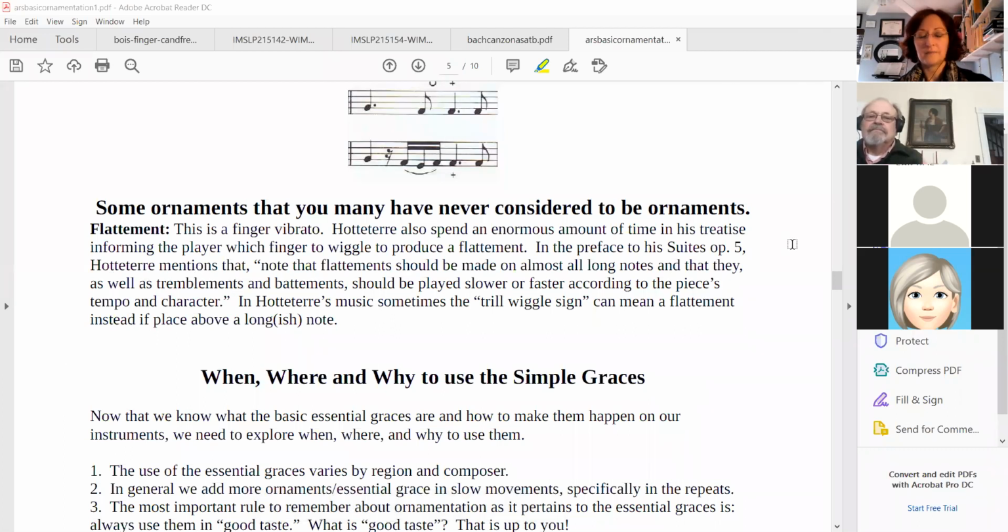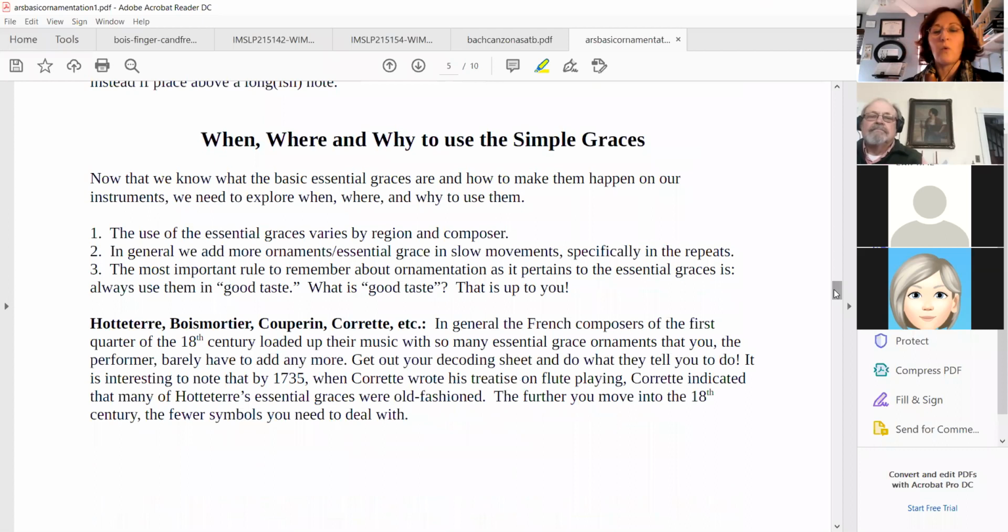All right. So the when, where, and why of the simple graces. Now we need to know how to put them in our music and what to do. The use of the essential graces varies by region and composer. In general, we add more graces to slow movements, specifically on the repeats, than we do on fast movements. And the most important rule, if you're going to use these, is to use good taste. And what is good taste? That's up to you.